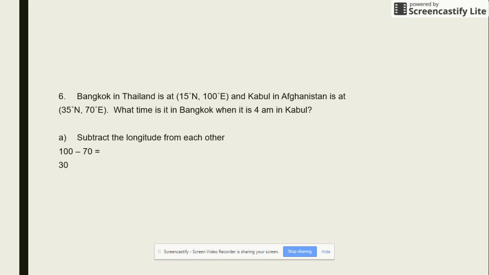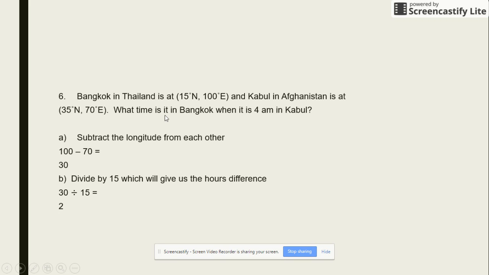So now we know that it's 30 degrees difference. What do we do then to work out our time? I hope you said divide by 15. Divide by 15, which gives us the hours difference. I want you to do that now. 30 divide by 15 equals. And what do you get? 2. So it's 2-hour difference.